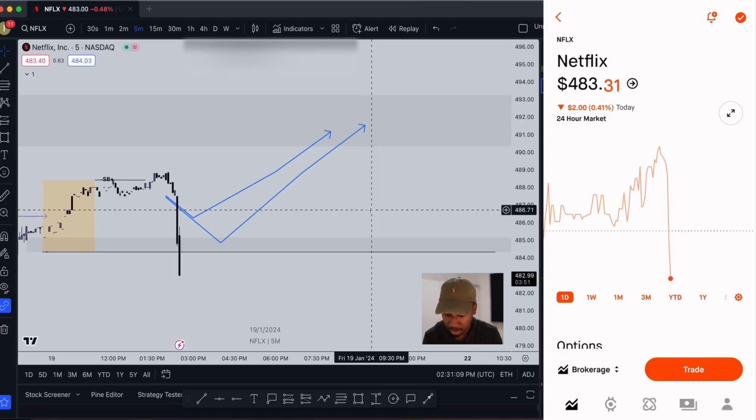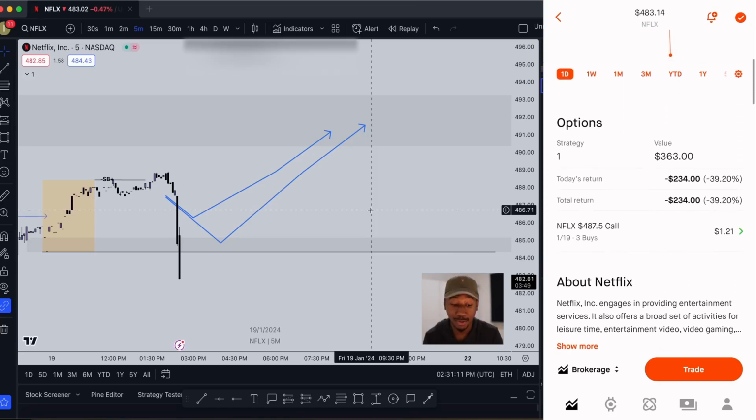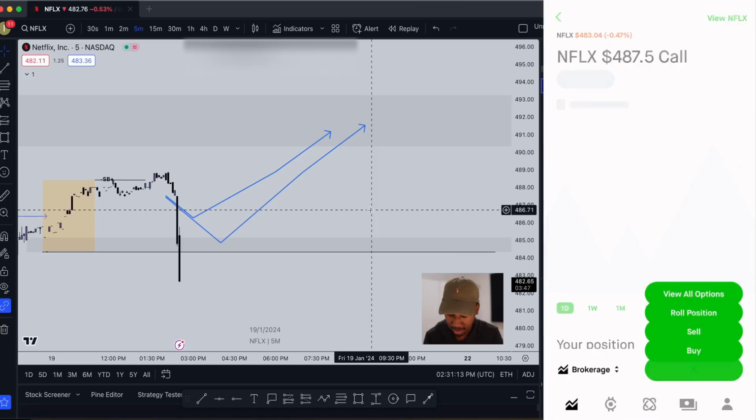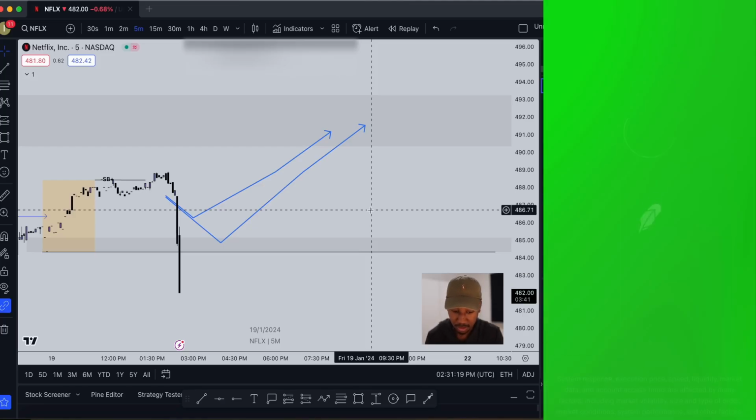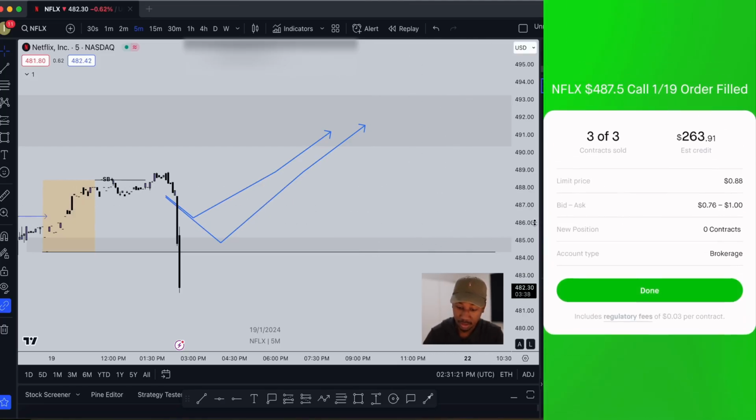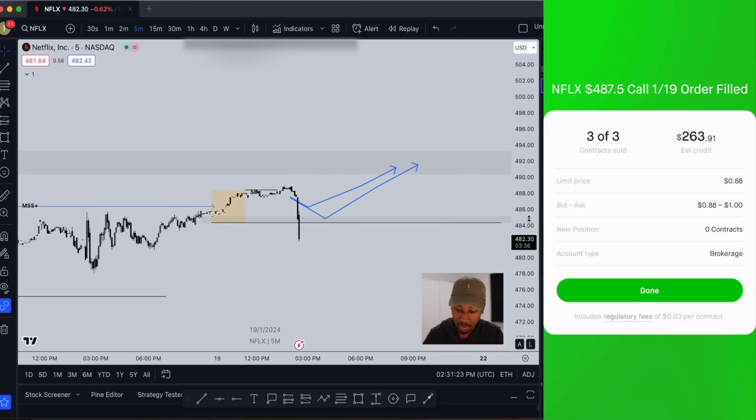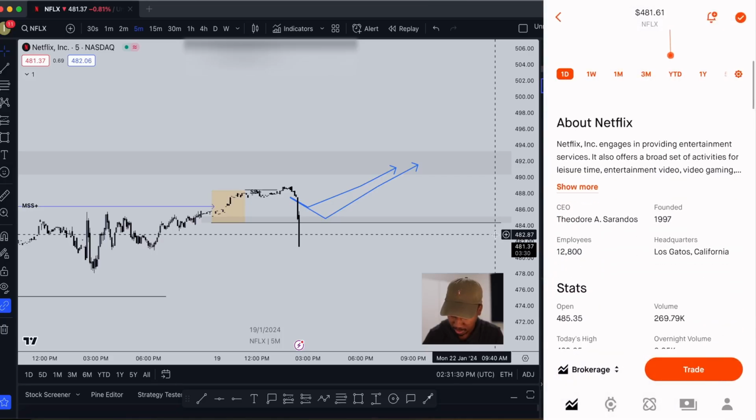Okay, this is going against me. So this is how you lose money trading options. So I'm going to sell out of that. I'm going to sell out of all those because it fell through my level, and this is the risk of trading options. Just lost a grip right there.